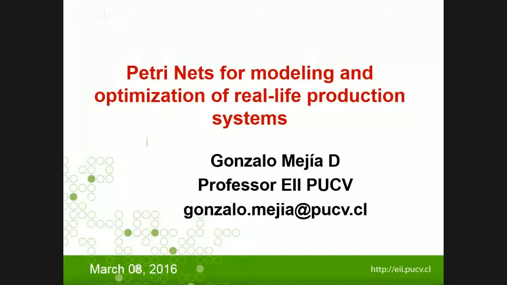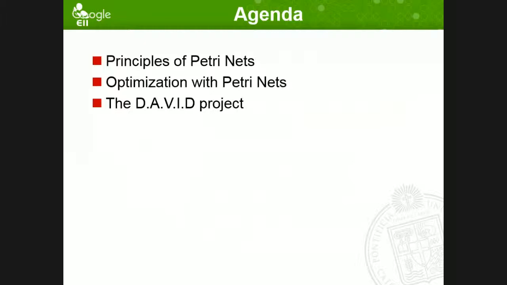The title of this presentation is Petri Nets for Modeling and Optimization of Real-Time Production Systems. This is the agenda of the presentation. First of all, I'm going to give the principles of Petri Nets, a brief tutorial, and then I will talk about how Petri Nets can be used for optimization purposes. And then the last thing will be the David project, which is a real-life project for the industry of video games and animation, in which we use this approach for both things, modeling and optimization.